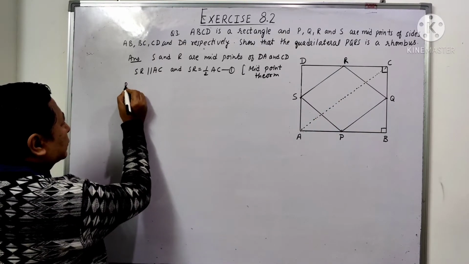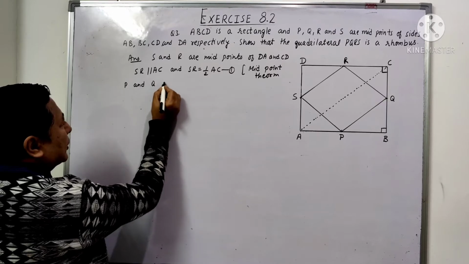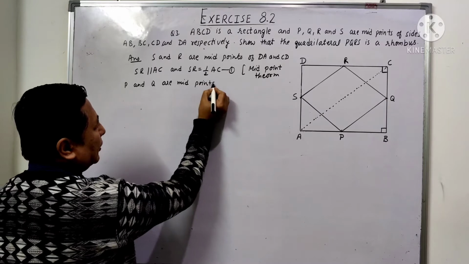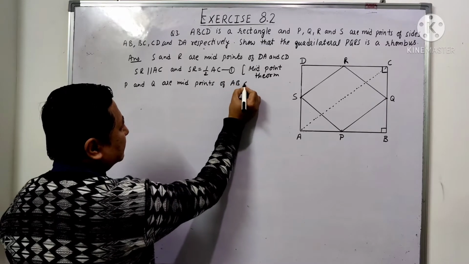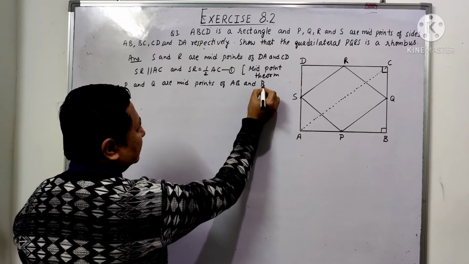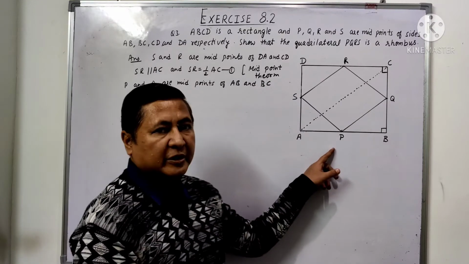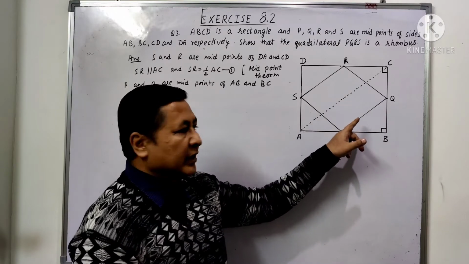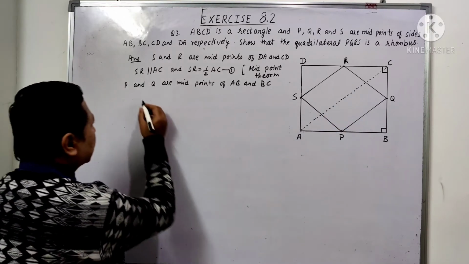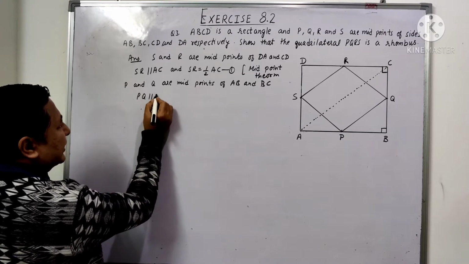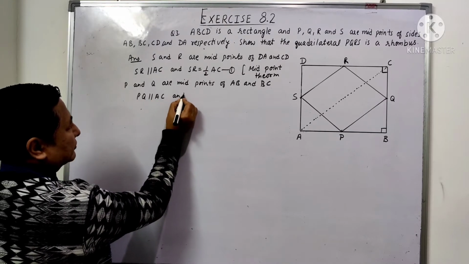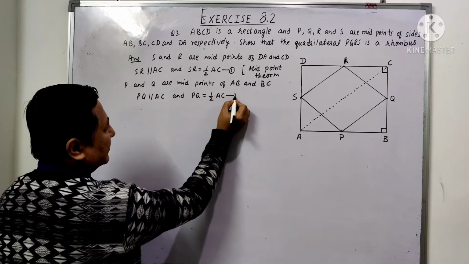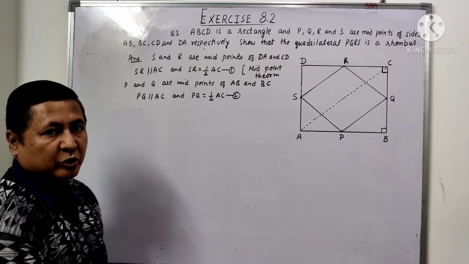Similarly, P and Q are midpoints of AB and BC respectively. So P is the midpoint of AB and Q is the midpoint of BC. So PQ will be parallel to AC and PQ will be half of AC, and again the reason will be the same, that is the midpoint theorem, and PQ is half of AC, that is marked as 2.